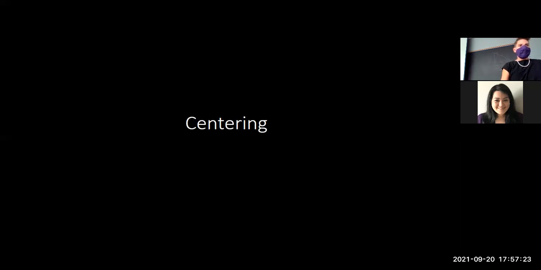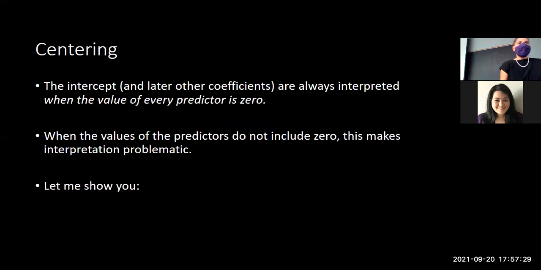Now, with multiple variables, first I'm going to talk about centering. Remember how the intercept, and later on more coefficients, but right now the intercept is all you know about. The intercept is always interpreted when all of your predictors are 0, because that's how the math works. You have to plug in a 0 for your x in order to get to the predicted y.